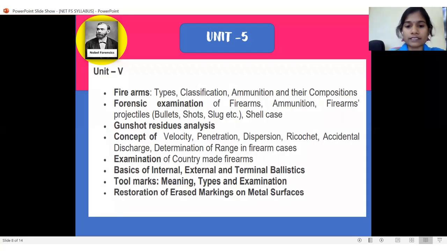Then tool marks. Just as human beings have individual properties, each tool will give a different mark, which is unique for each tool. So with tool marks we can identify an individual tool. Then restoration of different erased markings on metal surfaces and also other surfaces.